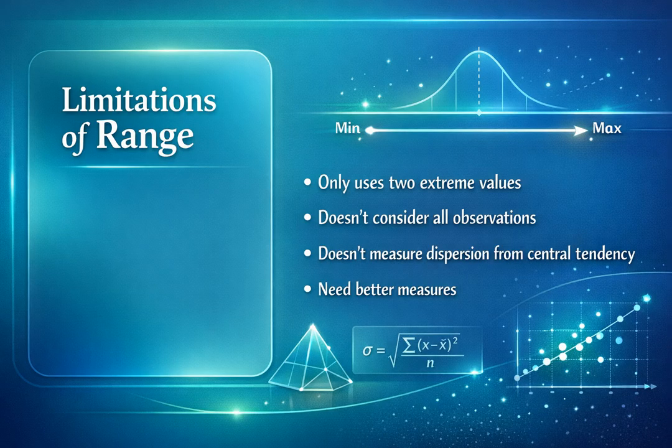Range has serious limitations. It only considers the two extreme values, ignoring all observations in between. It doesn't measure dispersion from any central tendency. A single outlier can dramatically change the range. We need more robust measures that use all the data.